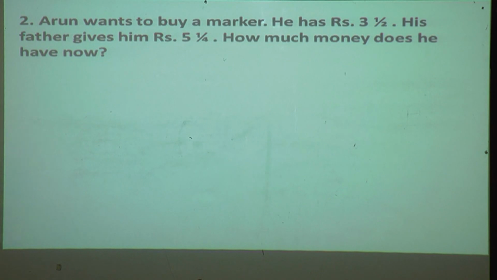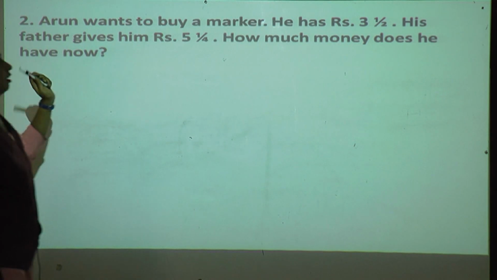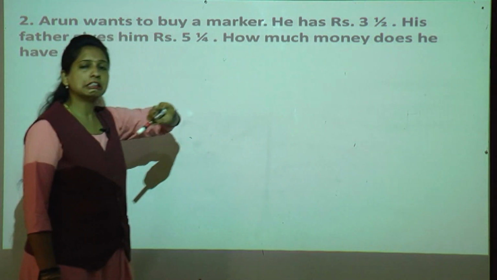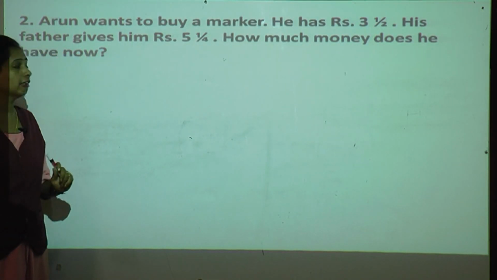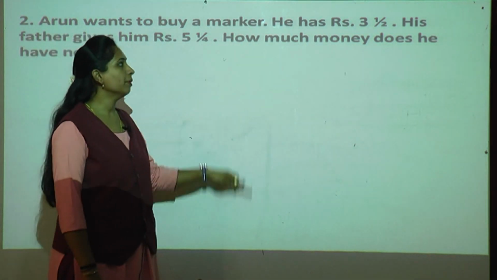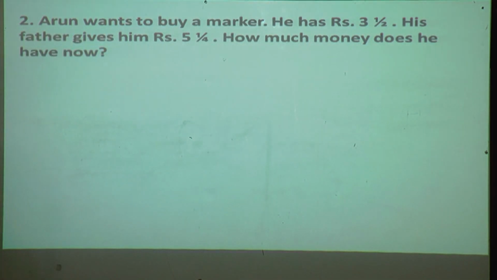Now second one. Arun wants to buy a marker. What do you want to buy? Marker. So he has rupees 3.5. His father gives him rupees 5 and 1/4. How much money does he have now? So what he want to buy? He want to buy a marker, isn't it? So for that, how much money his father has given him? Rupees 5 and 1/4. So how much money does he have now?